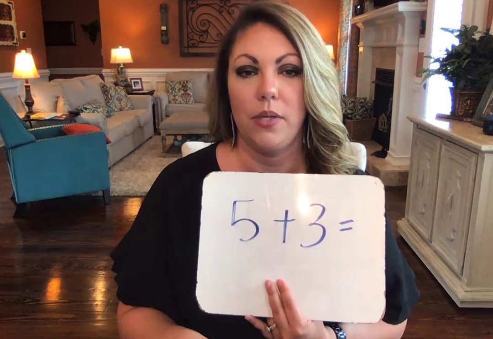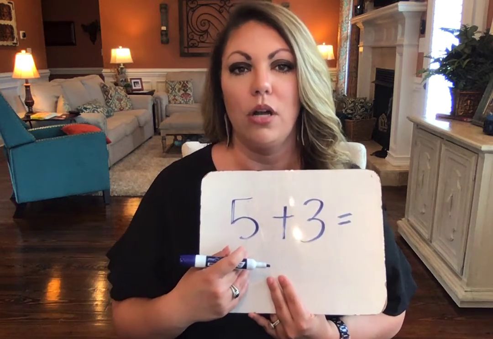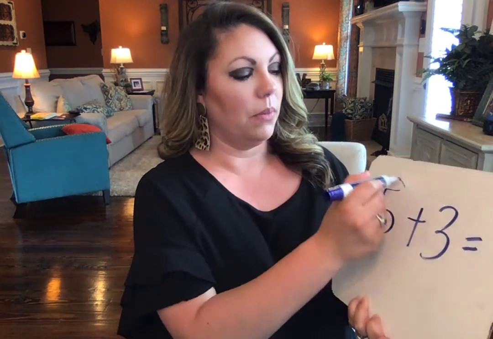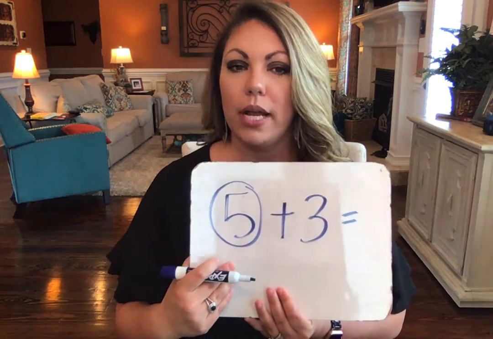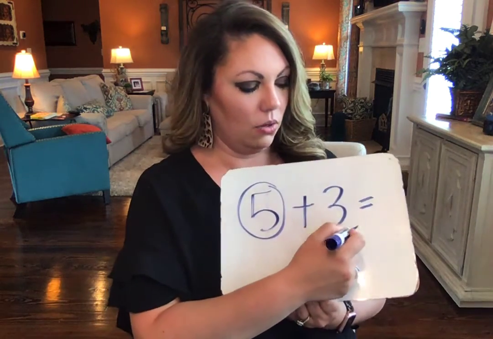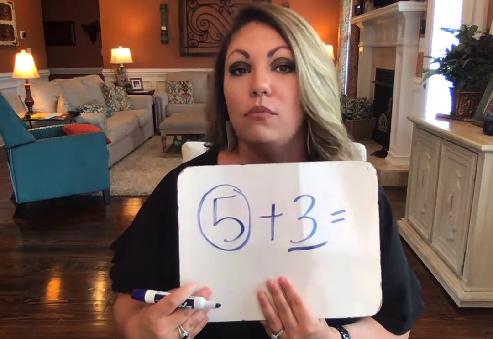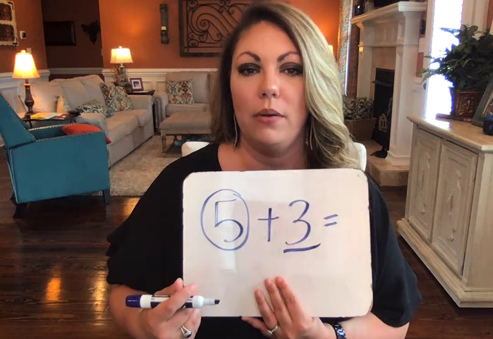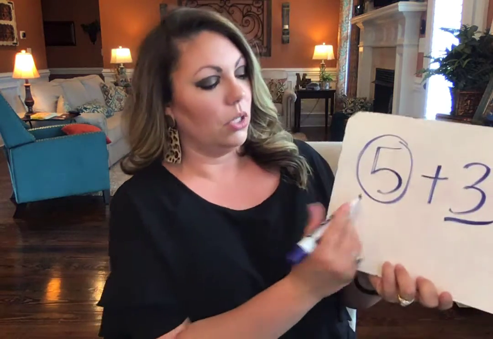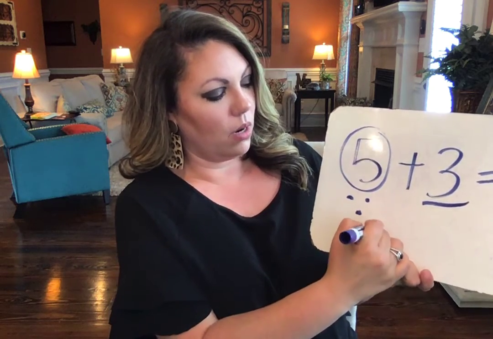Just pay attention, okay? All right, so what I like to do is I like to circle the bigger number, because that's going to help me when it comes time for subtraction. So I circle the greater number and I underline the smaller number. That's going to help me when it comes time to subtract. And under each number, I'm going to draw that amount of dots, okay? So I'm going to draw 1, 2, 3, 4, 5.